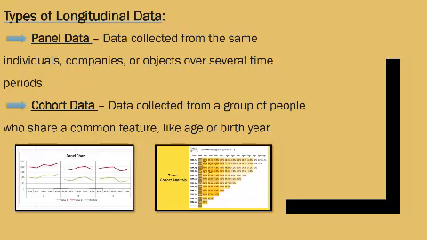Let's see types of longitudinal data. There are two main types of longitudinal data. The first one is panel data, which involves studying the same subjects over many time periods. For example, tracking the income of 100 families every year. And the second one is cohort data, where we study a group of people who have something in common, like tracking people born in 2000 and seeing how their education or career grows.